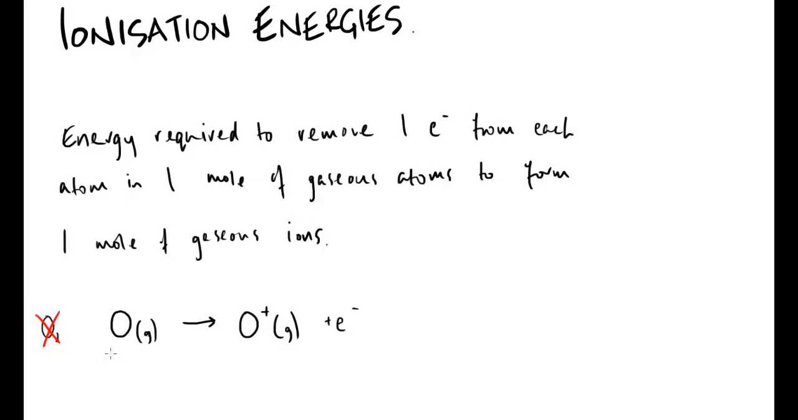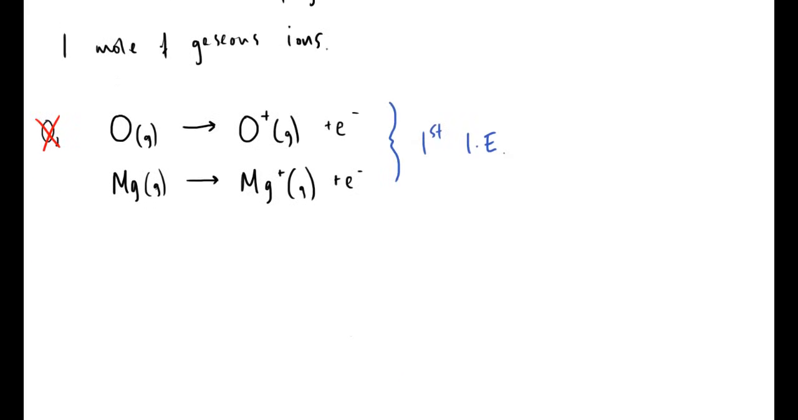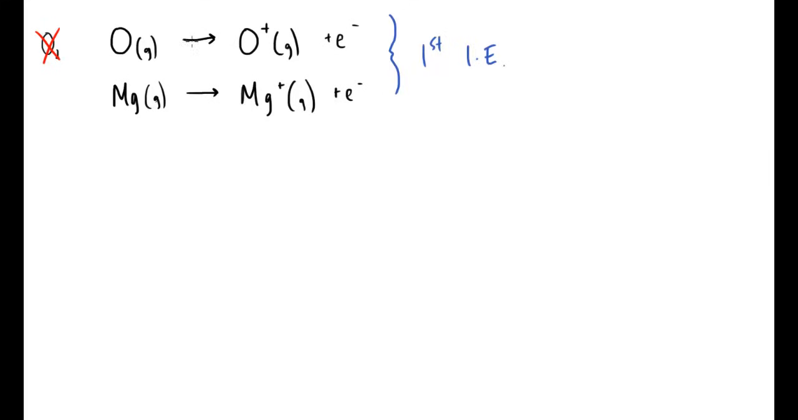So this is oxygen. Just to give you another one, magnesium, for example, would be Mg(g) goes to Mg+(g) plus an electron. Now these are both classed as the first ionization energy. I'm going to abbreviate that to IE. So these are the first ionization energy, and what that means is the energy value associated with this would be to remove 1 electron from there.